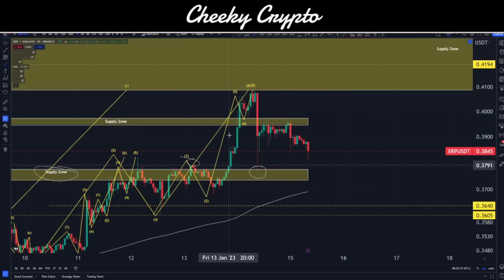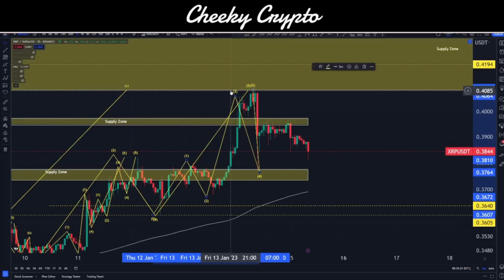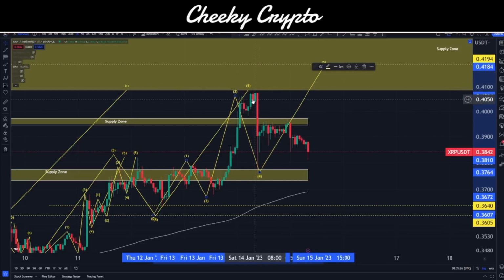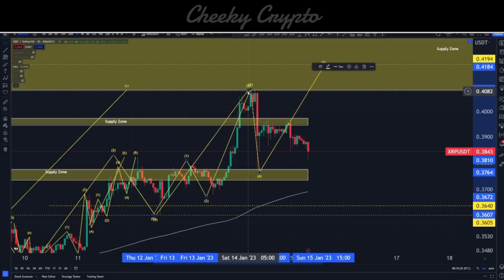So under the structure here, in an ideal world, many people were thinking maybe we'd have a wave 4 and go up into a wave 5, right? Because, you know, bullishness and all that kind of stuff.